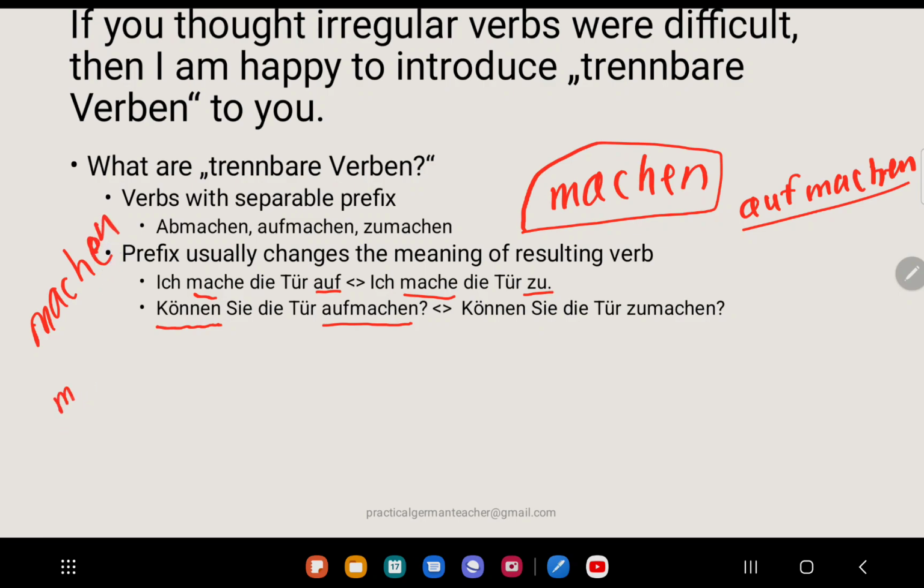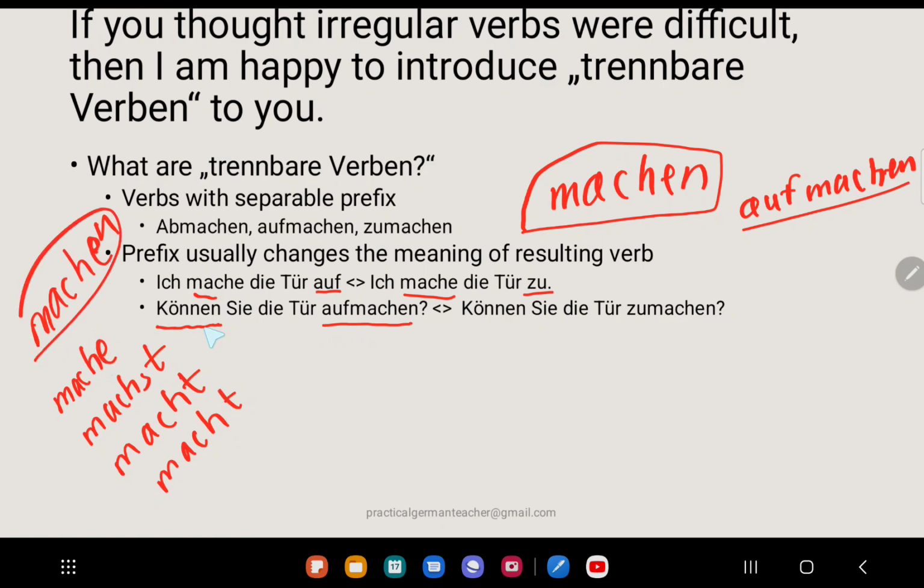So ich mache, du machst, er, es, sie macht, ihr also macht. For every other pronoun it will be machen. So here, because you have a modal verb, you only conjugate the modal verb, and the other verb, the normal verb, you have in its infinitive form, right? So können Sie die Tür aufmachen? What? So you might think, oh, können is not conjugated. It's conjugated. It's just that for Sie it remains in infinitive form. Then können Sie die Tür zumachen?